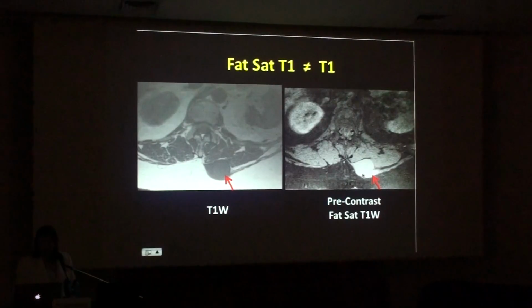We haven't given any contrast. The only difference between these 2 images, the one on the left and the one on the right, is that we added a fat saturation pulse when we acquired the same image. If I didn't tell you that and you just looked at this image, you see that the mass is actually hyperintense to muscle, and you might think that it's enhancing. And so just don't make the assumption that the way a mass is going to look on a regular T1 weighted image is going to be the same as it's going to look on a fat-sat T1 weighted image.